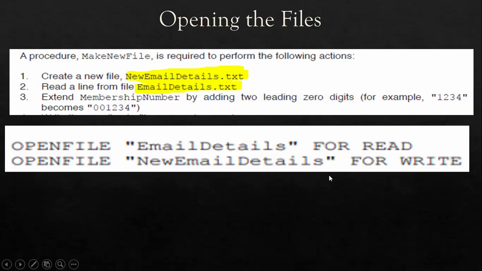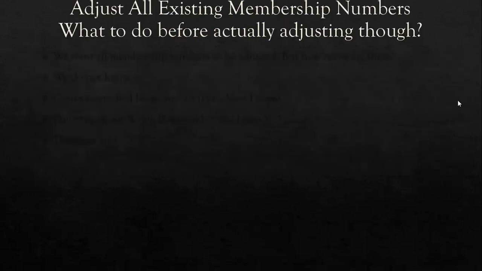I'm going to write to it, because I need to take the old membership numbers, put 2 zeros in front of it, and then write. That's all I need to do. So already I've picked up a couple points of the possible 8 points. Now, we need to adjust all the existing membership numbers. But what do we have to do before we actually start adding those zeros though?